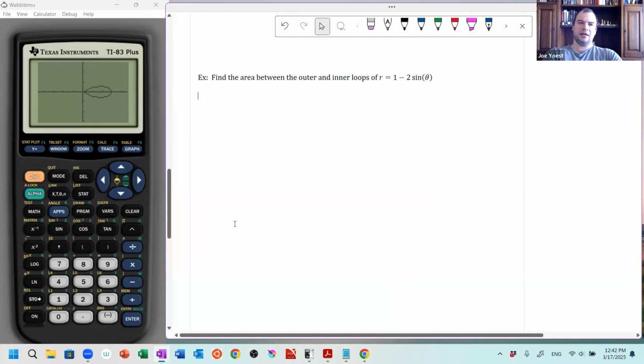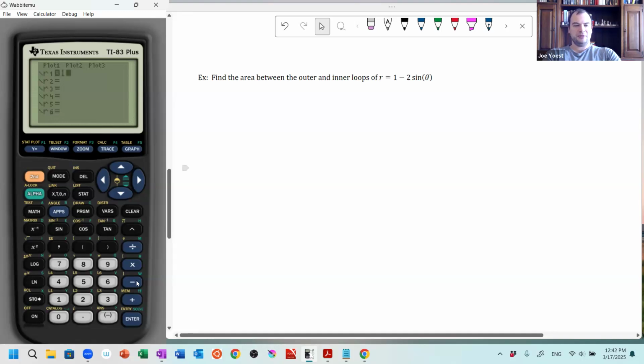Okay, so let's take a look at this problem. It's kind of a challenging problem. Find the area between the outer and inner loops of r equals 1 minus 2 sine theta. Oh, calculator just shut off. There we go.